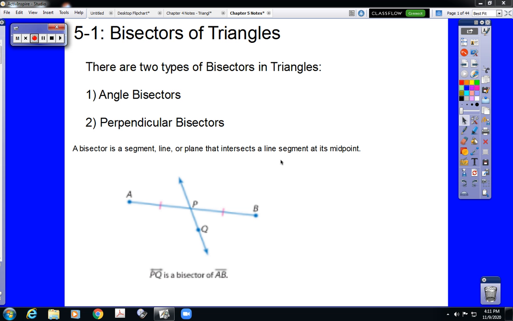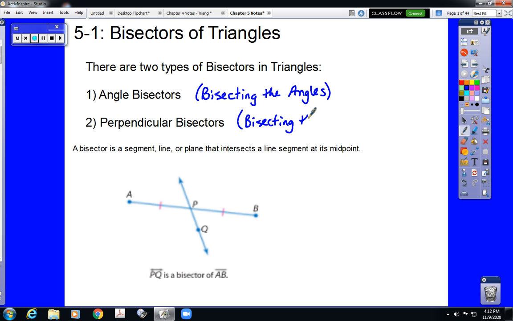The first two sections of the chapter deal with specific types of line segments that exist within triangles, no matter what size or shape they are, and the properties that go along with those line segments. So section 1 deals with bisectors. Now in a triangle there are two types of bisectors, and that has to do with there being two different types of parts of a triangle. We have angles, which have angle bisectors, which clearly are going to be bisecting the angles. And then we have sides, which have perpendicular bisectors. In other words, perpendicular bisectors are going to be bisecting the sides of our triangle. This first video will deal with the perpendicular bisector side of the lesson.